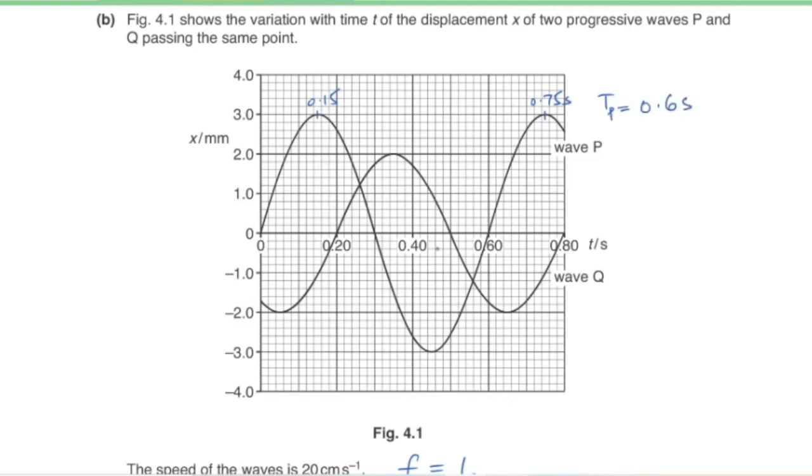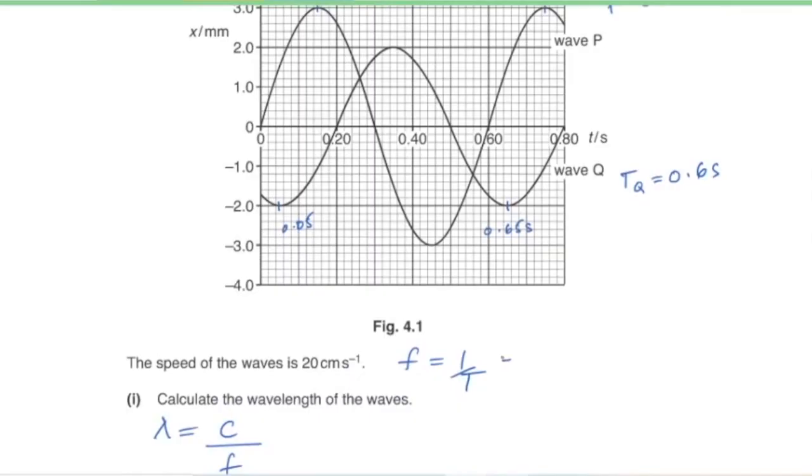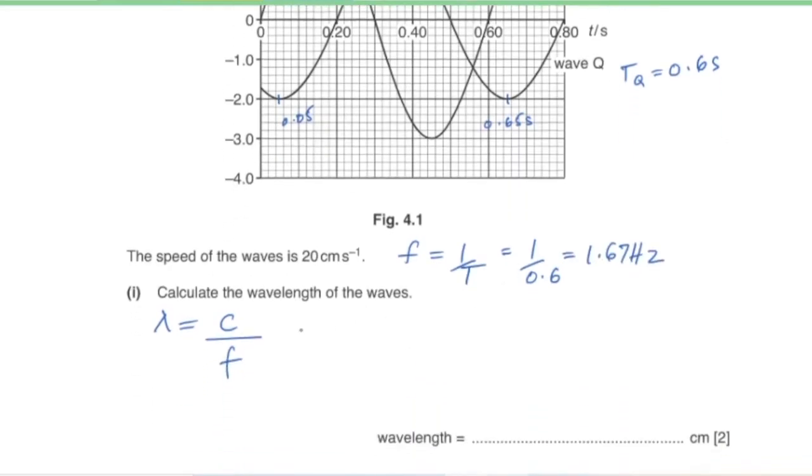So this time interval is the time period of wave P, which is 0.6 seconds. Now the time period for wave Q is from 0.05 seconds until 0.65 seconds. So time period for wave Q is also equal to 0.6 seconds. Now that we have the time period, we can find the frequency, which is going to be equal to 1.67 Hertz, and hence wavelength is equal to 20 centimeters per second divided by 1.67, and the wavelength we get is 12 centimeters.